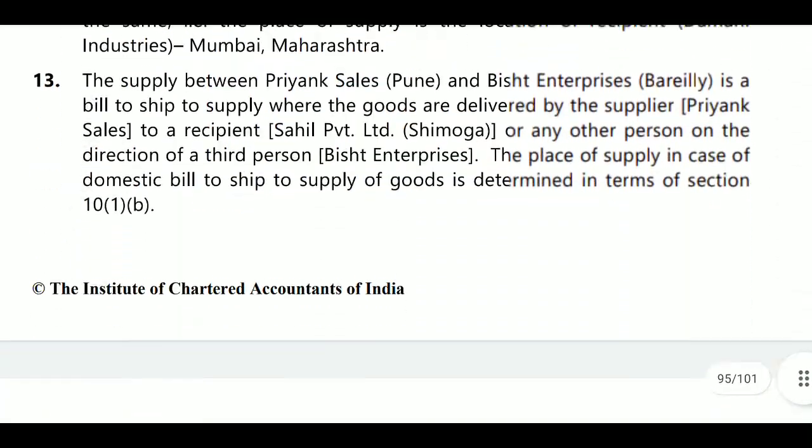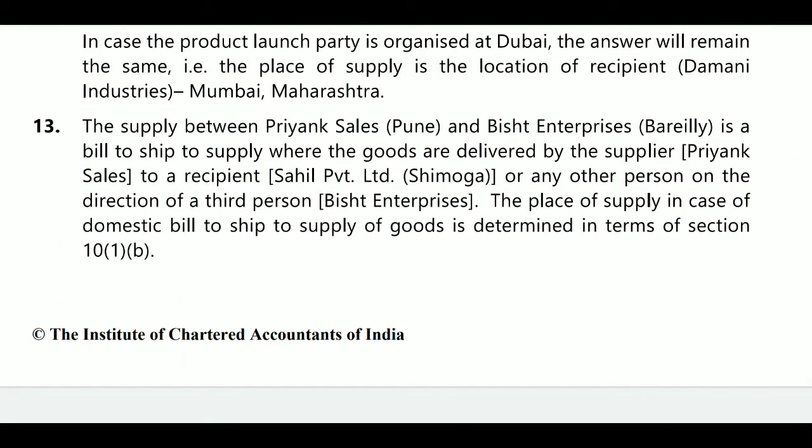13. The supply between Priyanka Sales and Bishant Enterprise is a bill to ship to supply, where goods are delivered by the supplier to the recipient on the direction of a third person. Here the supplier will be Priyank Sales and the recipient will be Sahil, but ordered by Bishant, that is the third person. The place of supply in case of domestic bill to ship to supply of goods is determined in terms of Section 10.